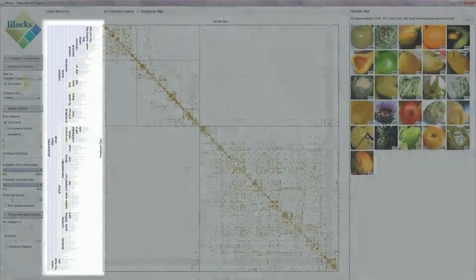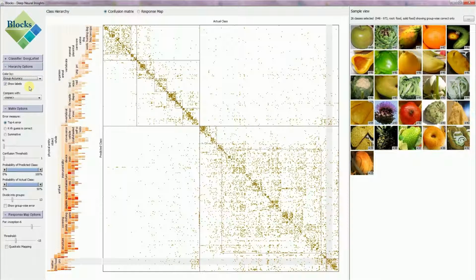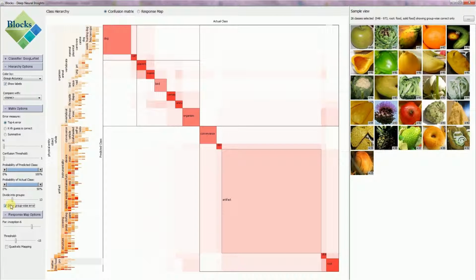The corresponding hierarchy of similar classes can be explored at multiple levels via the hierarchy viewer. This viewer can provide information about each group in the hierarchy, such as group-wise classification accuracy. This confirms the hierarchical structure of the error, as the majority of confusions occur within increasingly narrower groups.